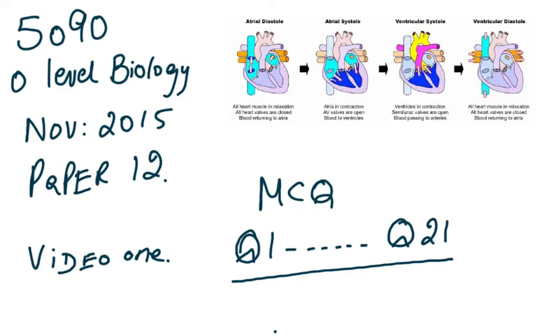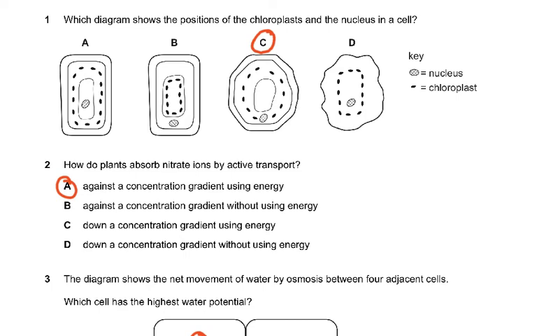O Level Biology, November 2015, Paper 1, the first 21 questions, we're going to discuss in this video. Question 1. Which diagram shows the positions of the chloroplast and the nucleus in a cell?